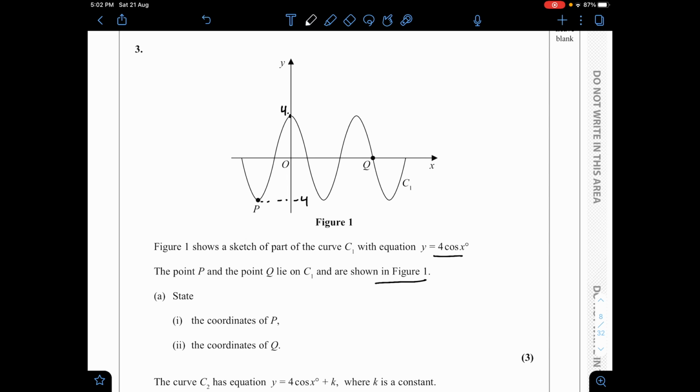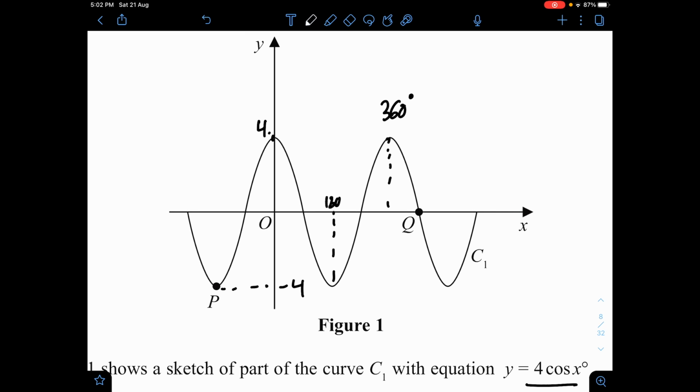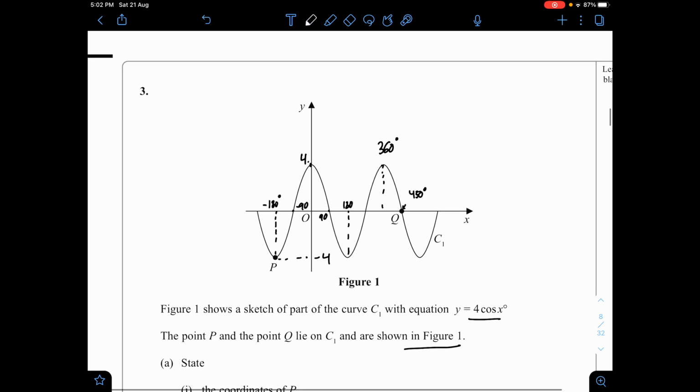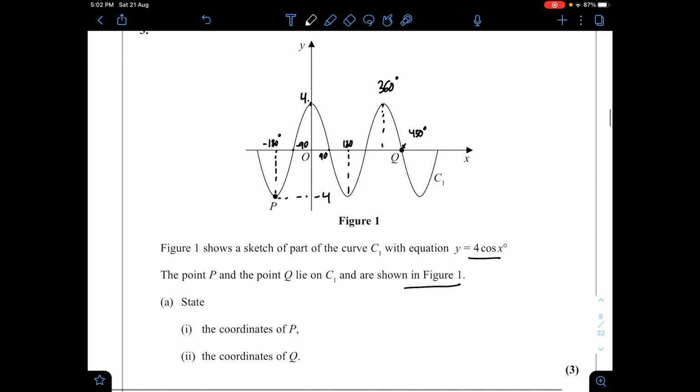Okay, so we know that one cycle takes 360 degrees. If that's 360 degrees, we know that this over here is 180, and if that's 180, then this is 90, and then over here this is 360 plus 90, so that's 450. If we go back now, that will be negative 90, and this over here will be negative 180 degrees, obviously. So we know the 2 points on the x-axis. Now we need to find the y-axis. The point P: the x-coordinate is minus 180 degrees, and the y is the minimum point, so that's going to be minus 4. What about Q? Q is already on the x-axis, so its y is 0, and its x we have calculated, it's 450 degrees. So those are your 2 answers.